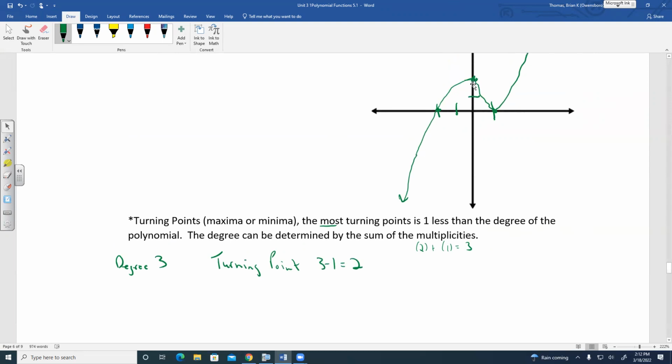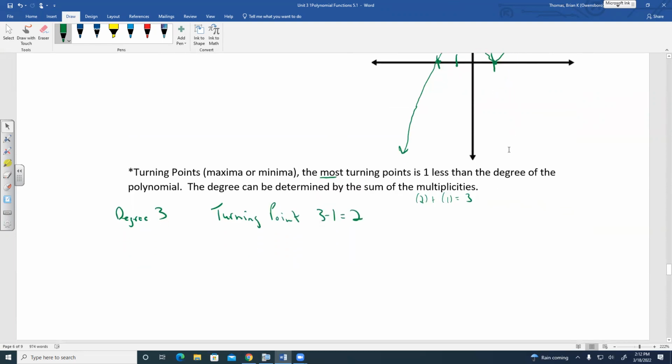Notice how this graph does turn once and it turns twice, but it cannot turn again if it's a degree 3 polynomial. So that's why this end behavior, we kind of feel sure about it as well.